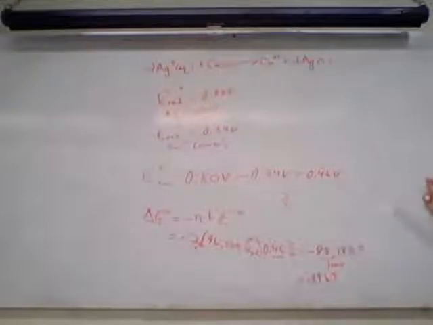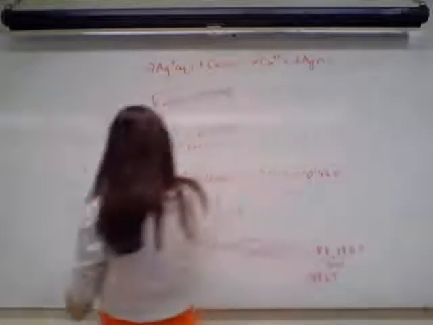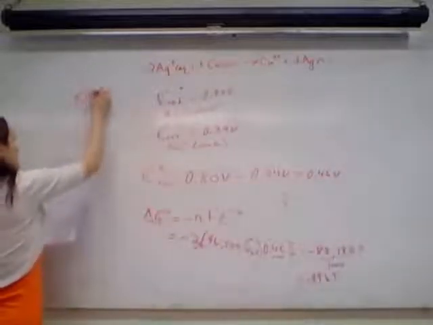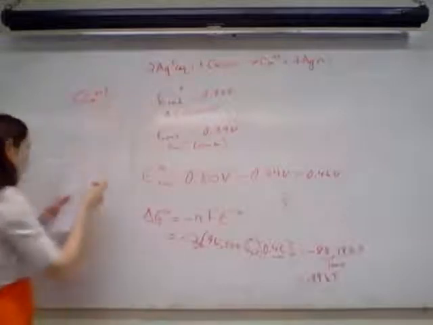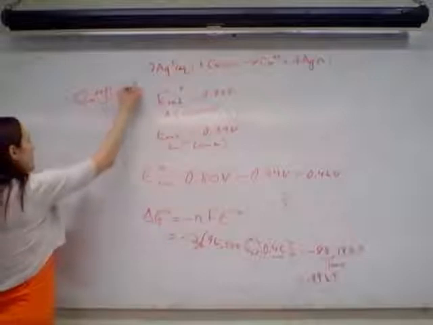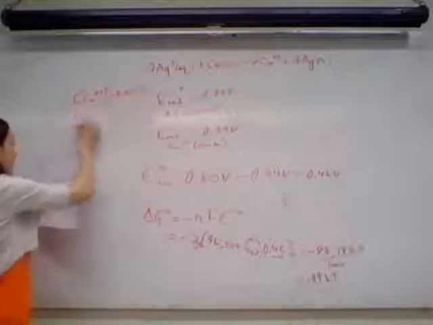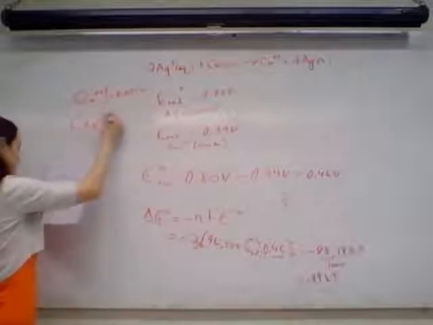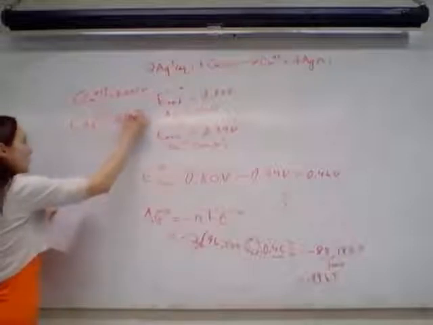Let's take a look at problem C, which is if I have a cell constructed that has concentrations of 0.045 molar for the copper ion and 0.010 molar for the silver ion, calculate the potential for the cell. So again, they're giving us non-standard conditions for this next part. This is question C on the sample problem worksheet. So I have 0.045 molar for that one, and I have the silver 0.010 molar for that one.